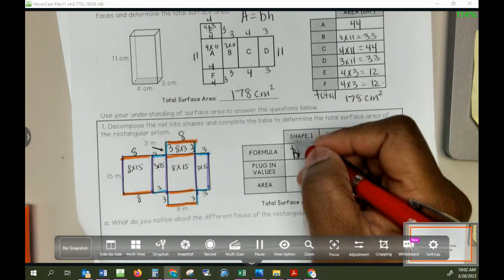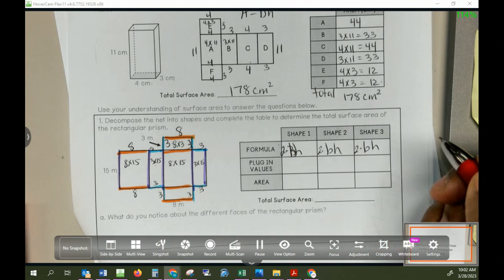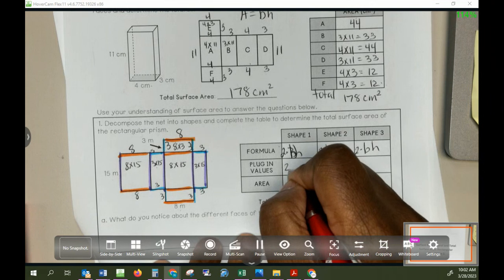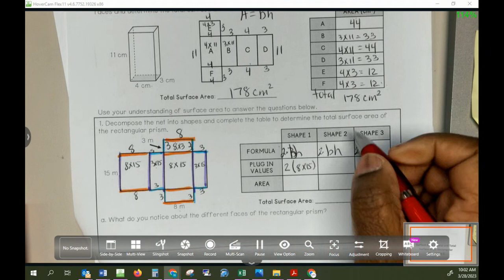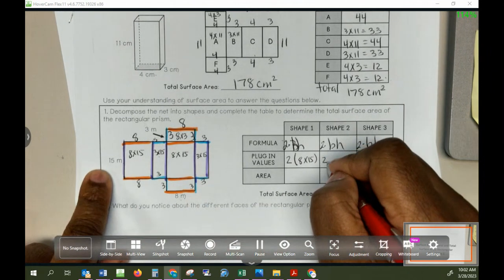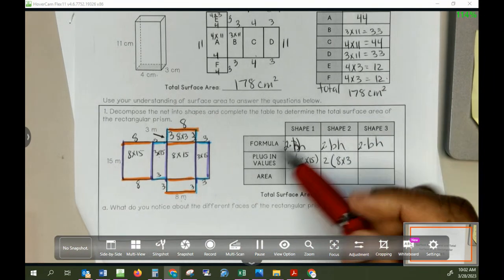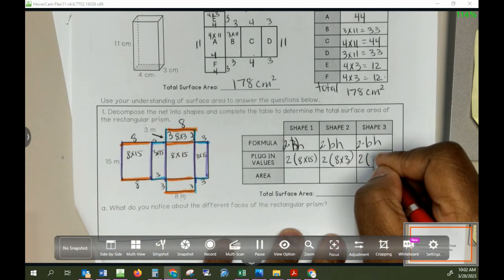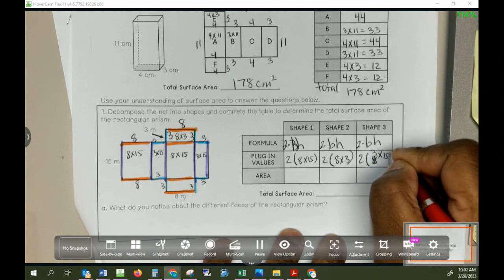If I know that everything is going to be multiplied by 2, then I have to understand how to break up these numbers. That means I'm going to say 2 times 8 times 15, because that's one of the numbers they gave us. They gave us 8 and 15. Then it's going to be 2 times 8 times 3, because those are the other 2 numbers. And then 2 times, wait, not 8, 3 times 15.